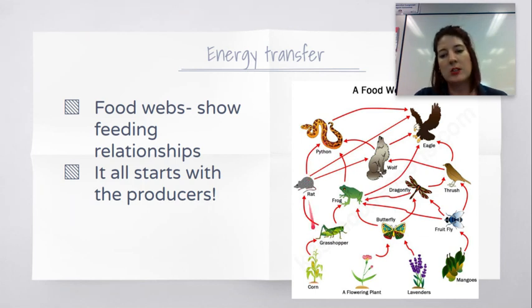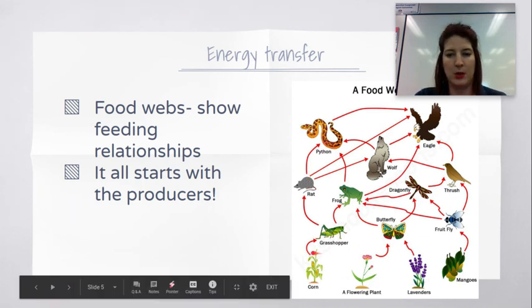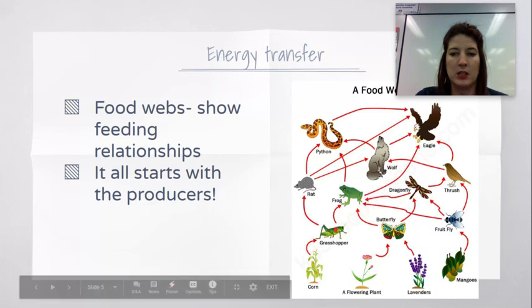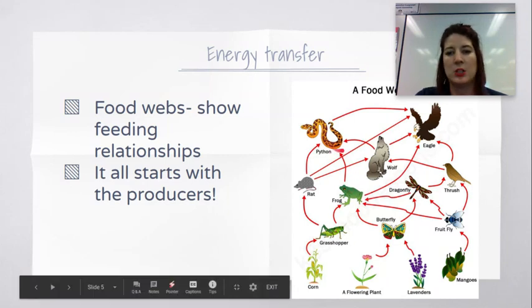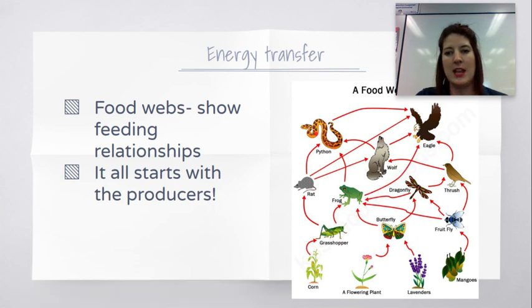And it all starts with our producers down here. So our producers are on the bottom level. Things that eat producers are called consumers. We have primary consumers. Secondary consumers would be this frog. A tertiary consumer would be like this python, and if the eagle ate the python, it would be a quaternary consumer.